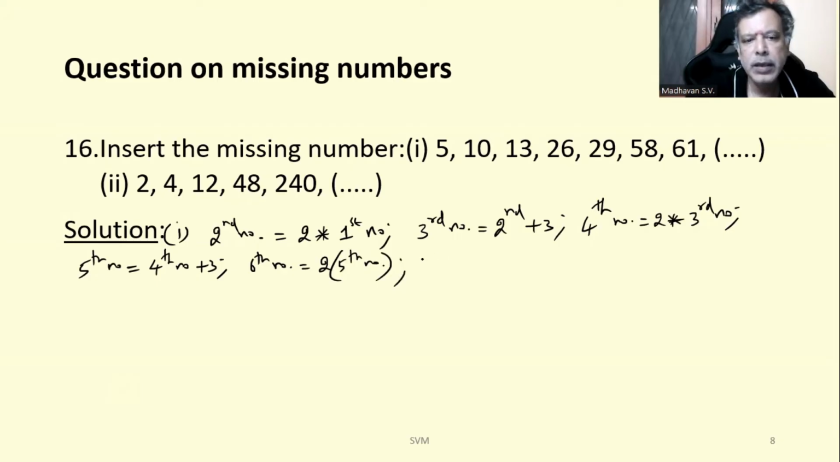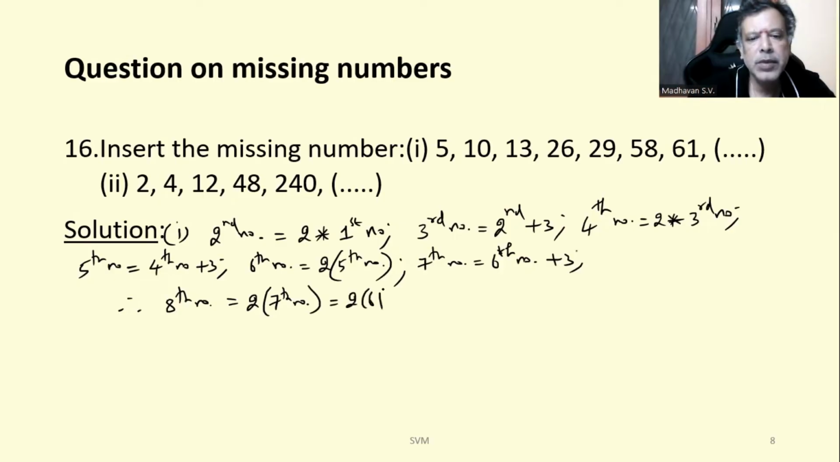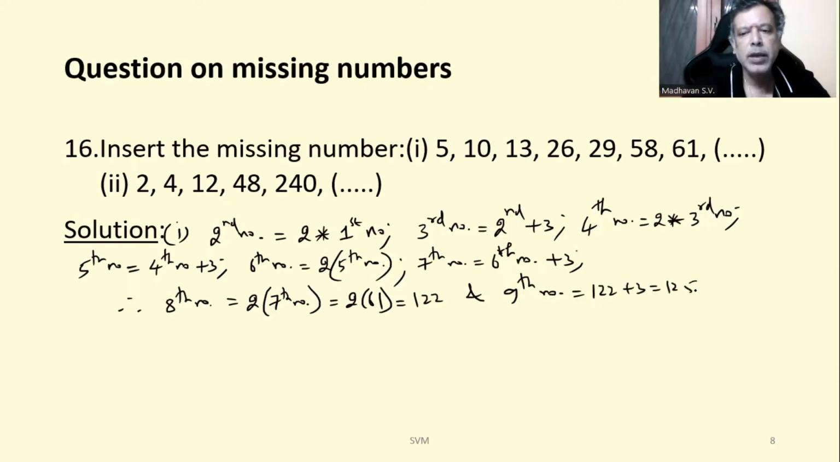And we may notice that the seventh number is the sixth number plus 3. So therefore, our eighth number, that is the next one, should be 2 times the seventh number, which is 2 times 61. So it becomes 122. And we will also write down the ninth number because we are finding a pattern, 122 plus 3. So that should be 125. Then let us move on to the second part.